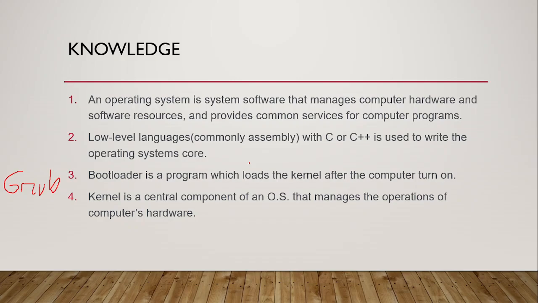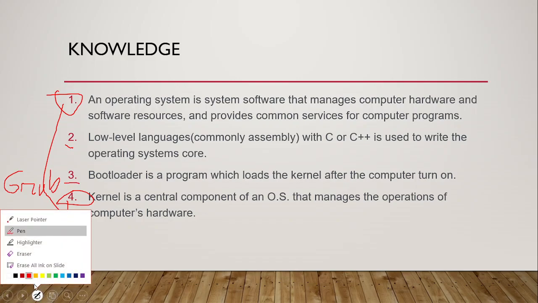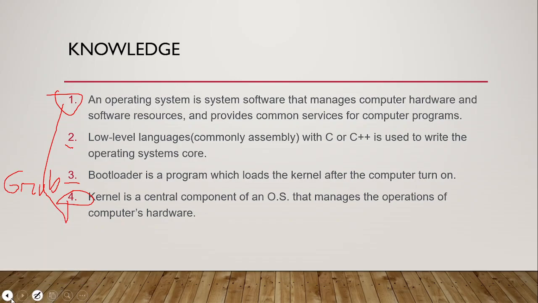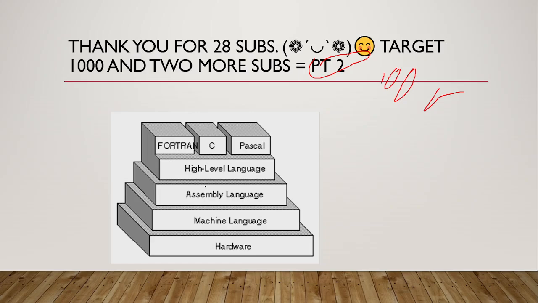And then the kernel is a central component of the OS that manages the operation of the computer hardware. 1 and 4 are really related to each other, as in the example I gave you previously. So now we need to understand 2 and 3. 2 and 3 are left that we need to understand. So let's go back. Let's erase all the scribbles.